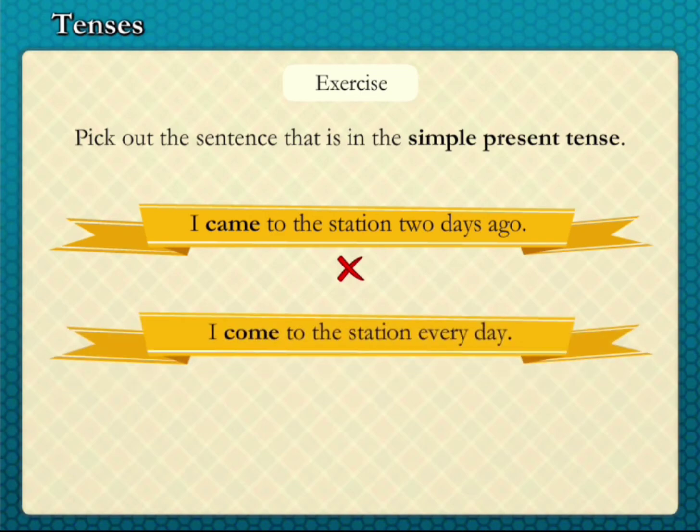I come to the station every day. Is this sentence in the simple present tense? Yes. The word come tells us that the action happens every day. This means that the sentence is in the simple present tense.